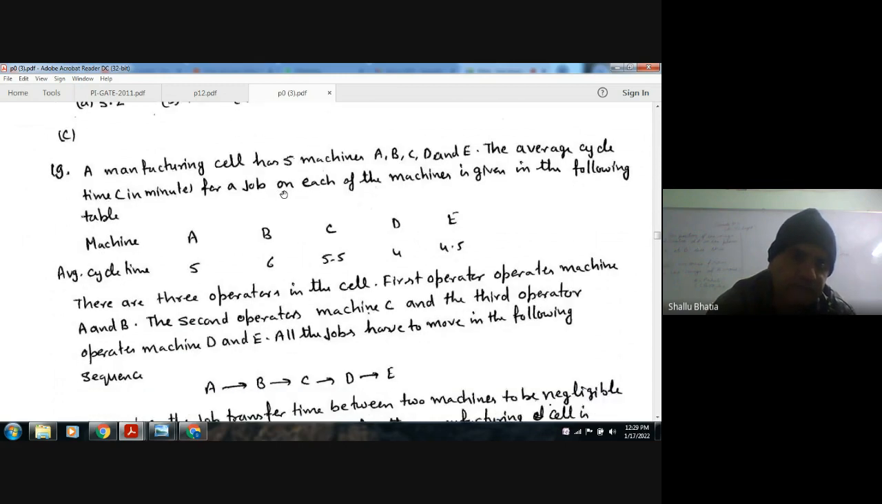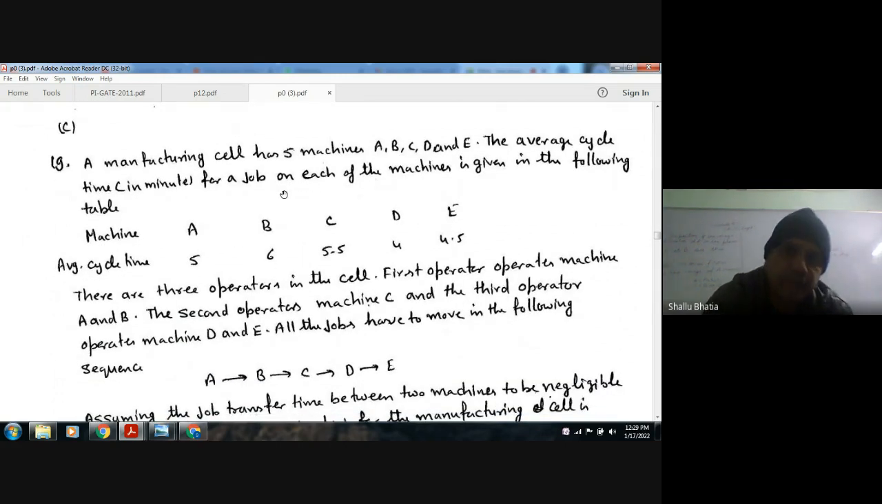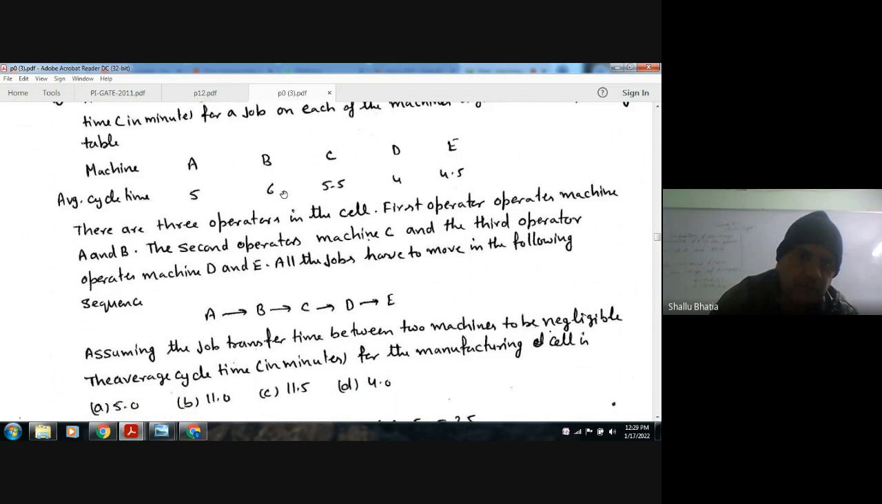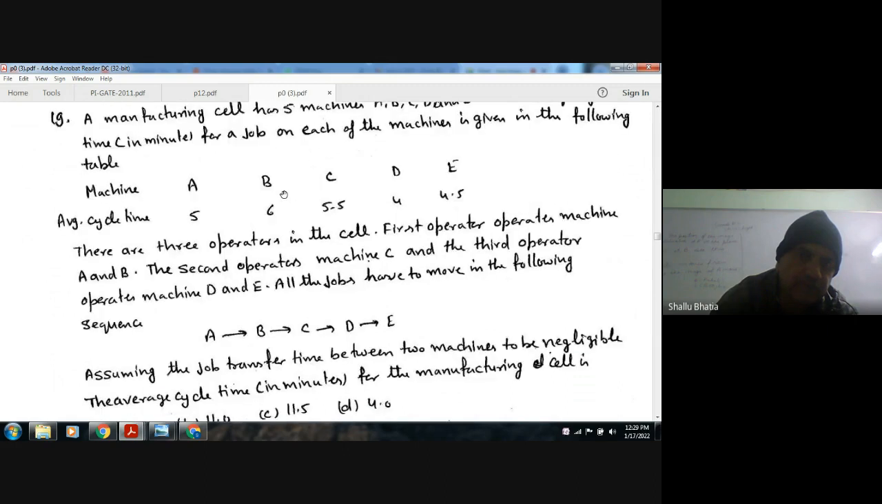Next, a manufacturing cell has five machines A, B, C, D, and E. The average cycle time in minutes for a job on each machine is given in the following table. Machines A, B, C, D, E have average cycle times 5, 6, 5.5, 4, 4.5. There are three operators in the cell. The first operator operates machines A and B, the second operator machine C, and the third operator machines D and E. All the jobs have to move in the sequence A, B, C, D, and E.